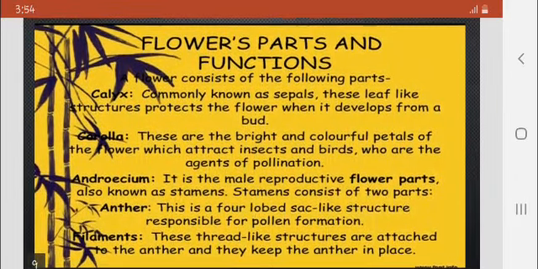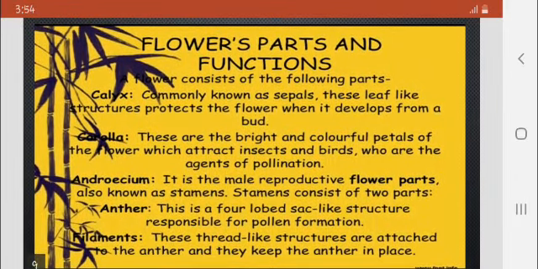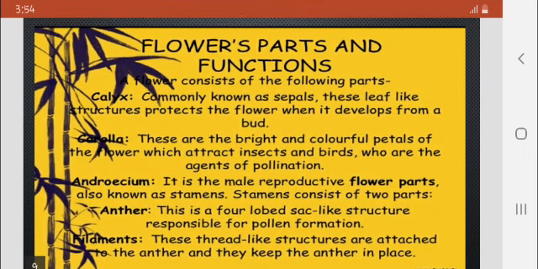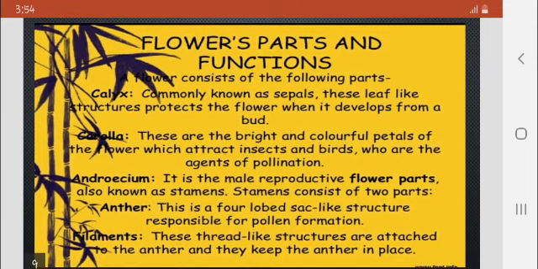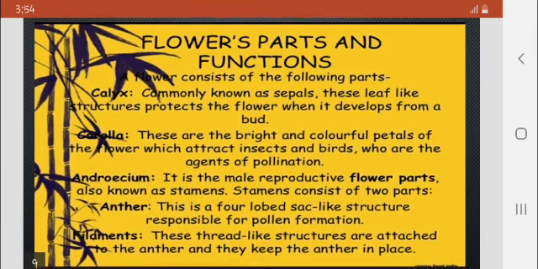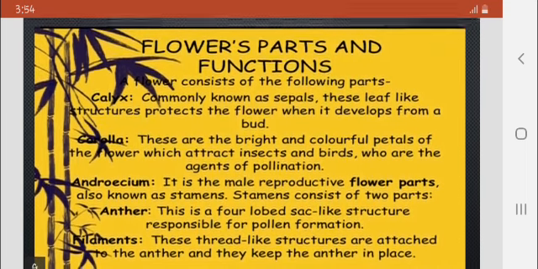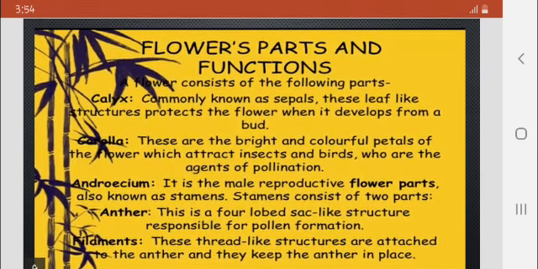Flowers part and function. Flower consists of the following parts. First is the calyx, commonly known as sepal. These leaf-like structure protect the flower when it develops from a bud. Corolla. These are the bright and colorful petals of the flower which attract insect and bird, who are the agent of pollination. Next is the androecium, male part of the flower, which is also called stamen.